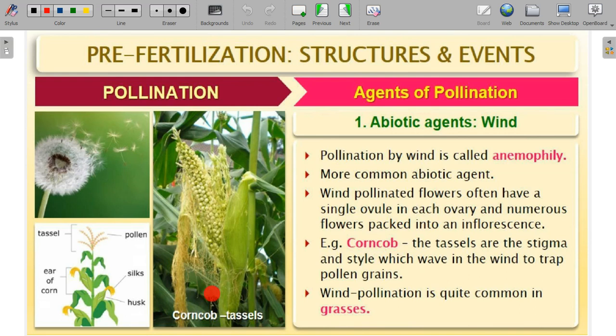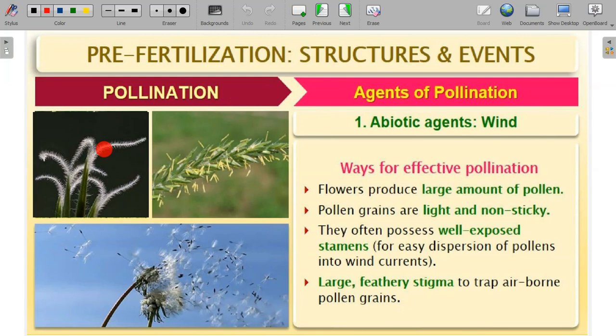These are the tassels of the corn cob. It looks somewhat like a thread that is wired off here and there. What are these actually? The tassels are the stigma and style, which wave in the wind to trap the grains. Wind pollination is quite common in grasses. I will add one more point here. You can see how the stigma is here. They are generally feathery: a large and feathery stigma to trap the airborne pollen grains.